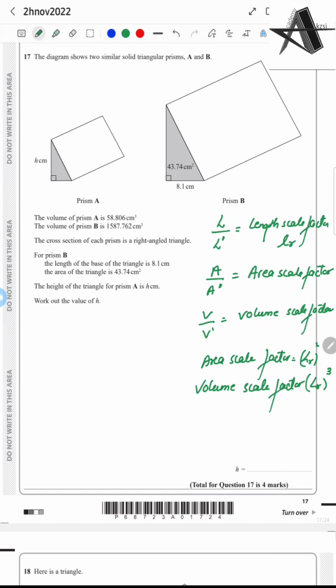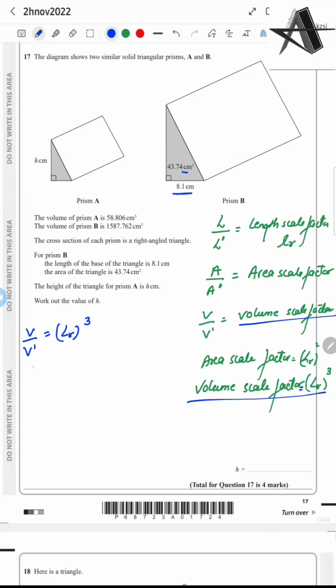Now coming back to this question, it says the cross section of each prism is a right angled triangle. The length of the base is given as 8.1 and the area of this triangle is 43.74. Besides, its volume is given. As I told you, if volume is given, you can calculate the length scale factor, because the volume scale factor is equal to the length scale factor whole cubed. And what is the volume scale factor? It's V over V dash. So V over V dash is equal to LR whole cubed.